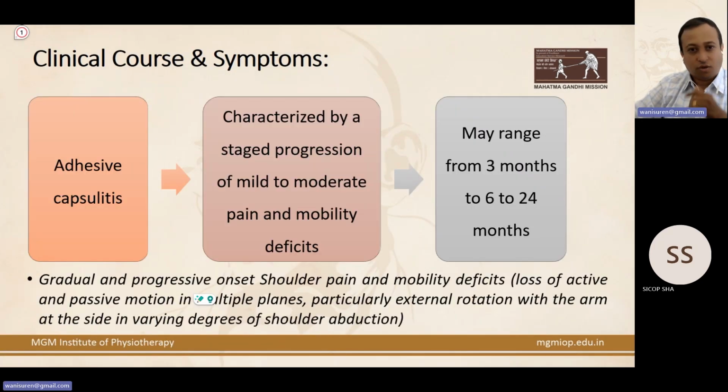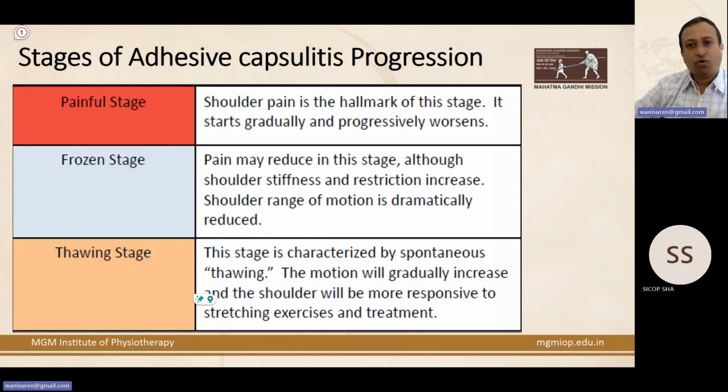Now the clinical course or the symptoms. Adhesive capsulitis has a gradual or progressive onset, which leads to shoulder pain and mobility deficits. The total course duration may range from 3 months to 6 to 24 months. As we all know, adhesive capsulitis may be divided into three different stages: the painful stage, the frozen stage, and the thawing stage. The painful stage is the freezing stage in which the shoulder pain is more prominent. As the patient goes into the frozen stage, the patient may have a reduction in the pain and increased shoulder stiffness.